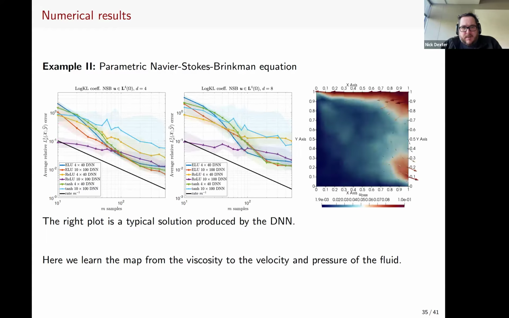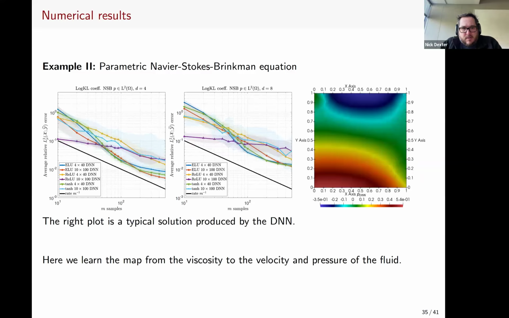Here's the parametric Navier-Stokes-Brinkman equation. Here we're plotting the velocity field. We're learning the map from the viscosity to the velocity and pressure field of the fluid. On the left, you can see the 4-dimensional result, and again 8 dimensions in the middle. All the different architectures are labeled here: the ELU, ReLU, and hyperbolic tangent of different depths and widths. Largely, we're observing the same convergence rate, even though the dimension is doubled now. The right is the velocity.